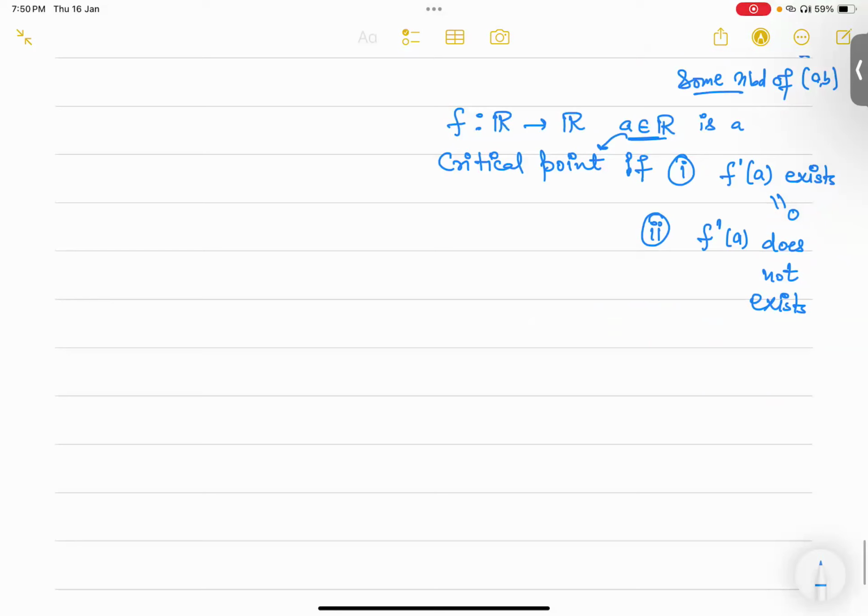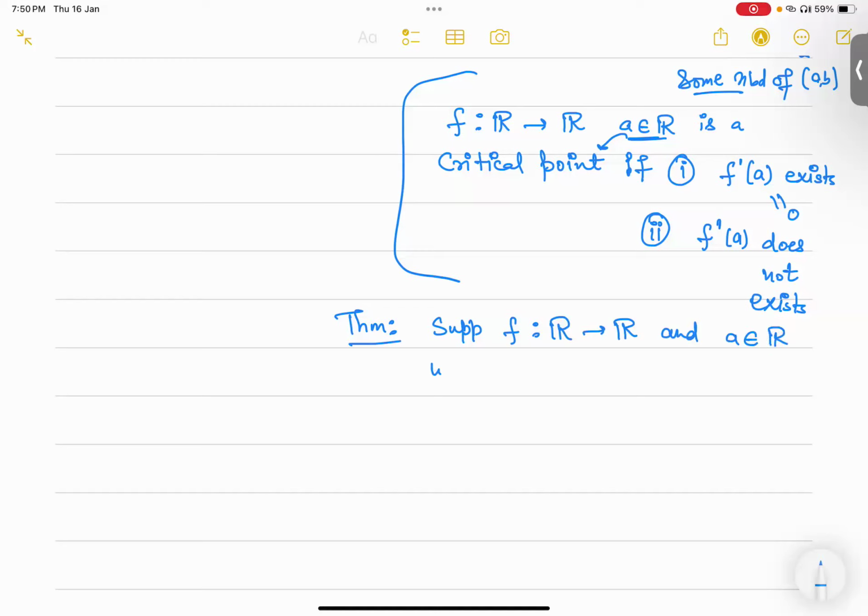And there is a very famous theorem in the one variable case. Suppose f is a function from R to R and a is any point in R where f attains its local maximum or minimum, then a has to be a critical point.